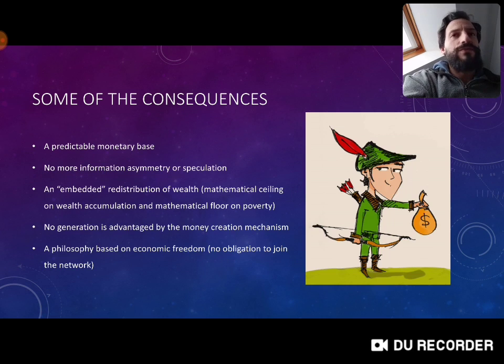In this kind of system, the population is known, the life expectancy is known, the number of people inside this kind of monetary system is known. Everything is known, and you can predict how much money is going to be in the economy 20 or 30 or 50 years from now. So there's nothing you can speculate about, which brings us to no more information asymmetry or speculation. You can't time the market. You can't gain an advantage in trying to manipulate the markets or time the Fed's decision or something, because everything is known. There's no more information asymmetry.